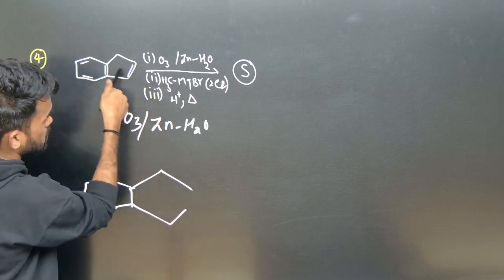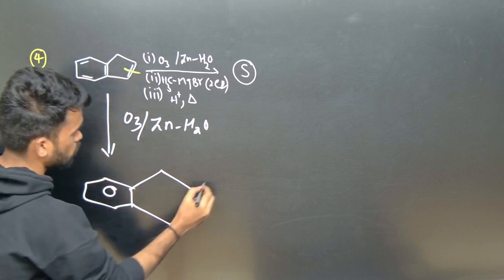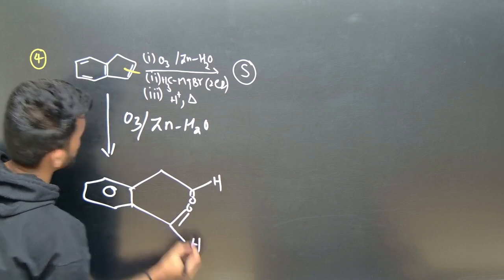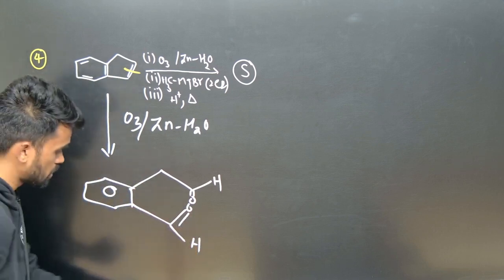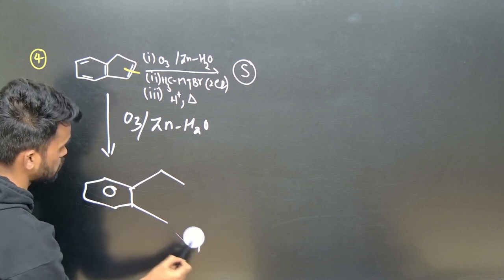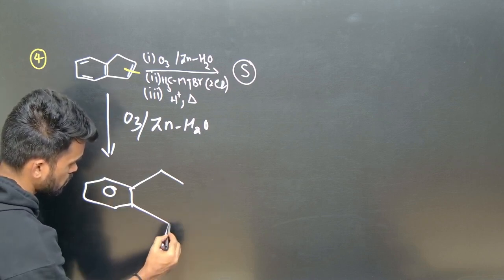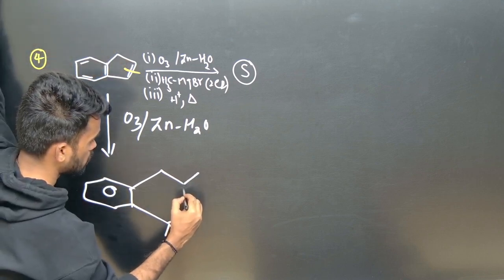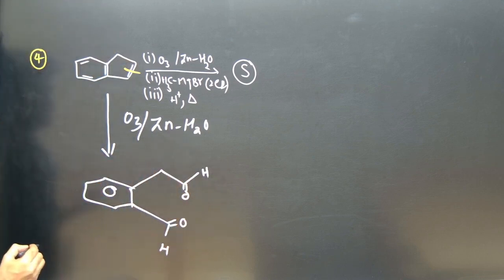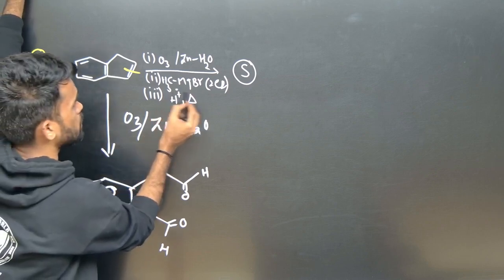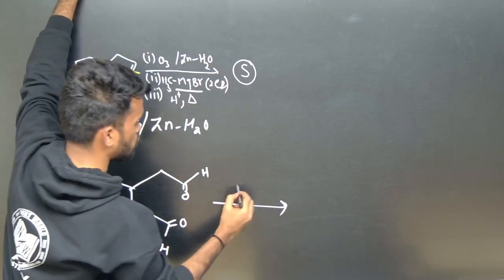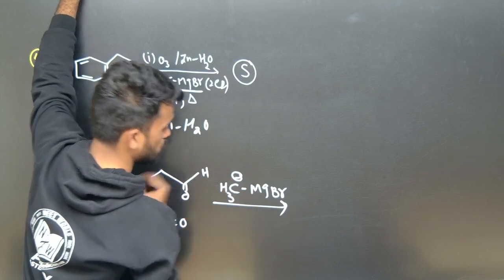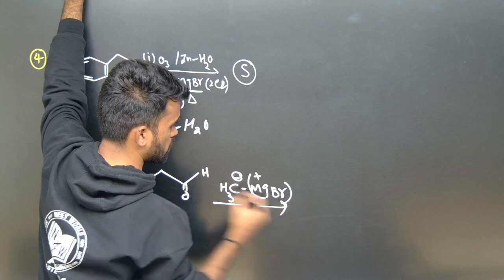See, this double bond is there now, so just break it. Therefore, we will be getting a product like this. For more clarity I am writing it in this manner. Here is one aldehyde group, and this carbon, yes, is another aldehyde. Now to this we are adding methyl magnesium bromide. Methyl magnesium bromide is a Grignard reagent, right? MgBr, so methyl has a negative charge, and this side has a positive charge.